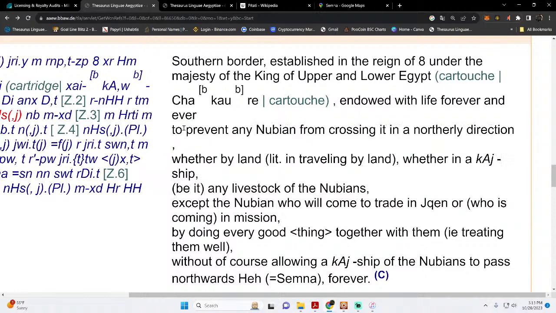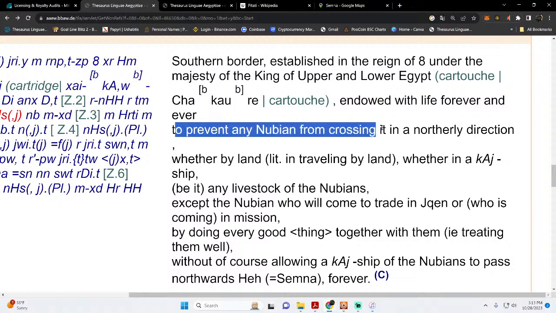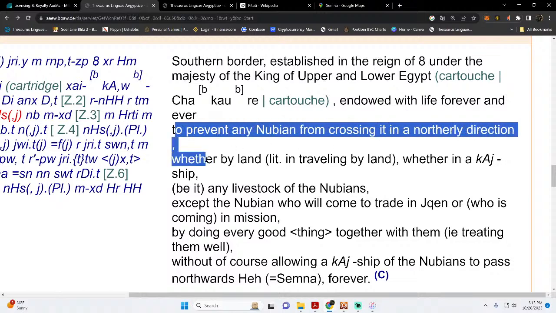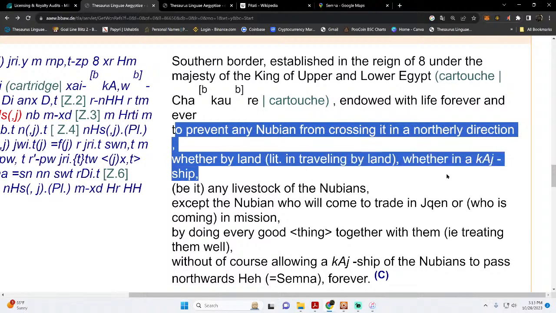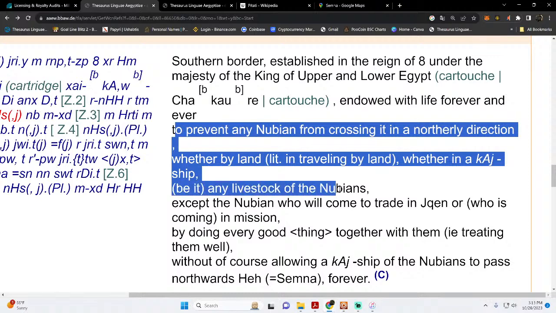Thank you. So to prevent any Nubian from crossing into the northern direction, whether by land, literally, or by traveling by land, whether in a Kush ship, which is a particular type of ship for the Nubians, be it any livestock of the Nubians, except the Nubians.